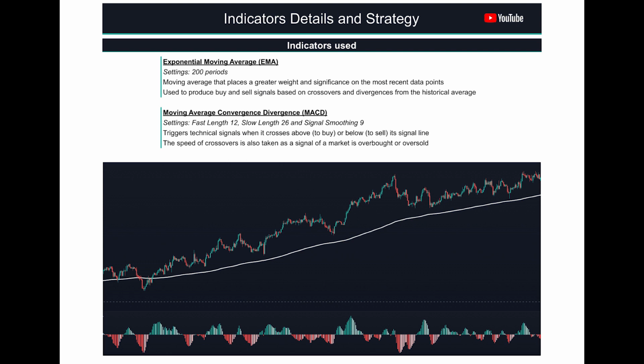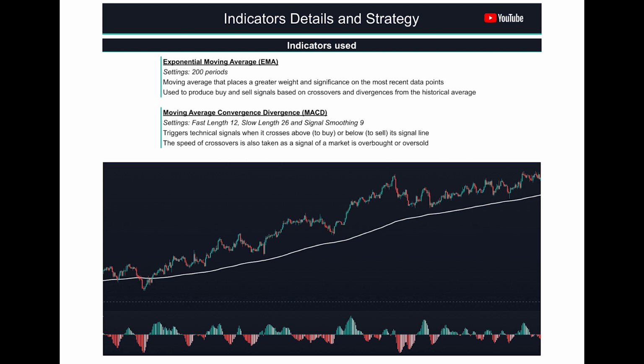The second indicator, the MACD, is a trend following momentum indicator that shows the relationship between two moving averages of a security's price. The MACD is calculated by subtracting the 26 period exponential moving average from the 12 period EMA. And the result of that calculation is the MACD line. A 9-day EMA of the MACD is called the signal line, and it is then plotted on top of the MACD line, which can function as a trigger for buy and sell signals.